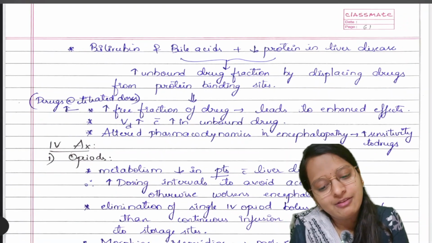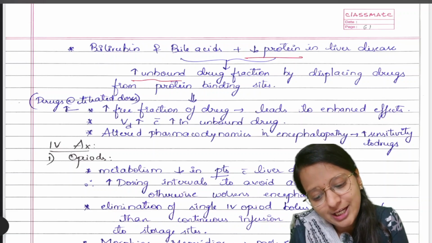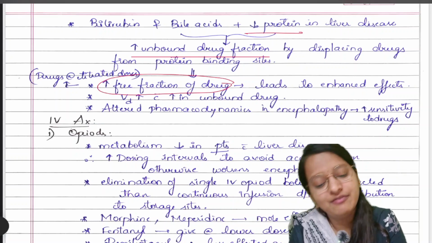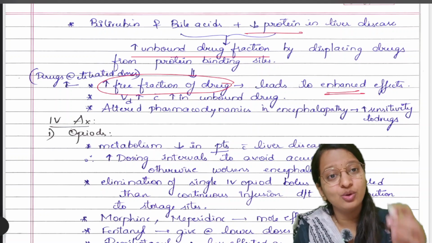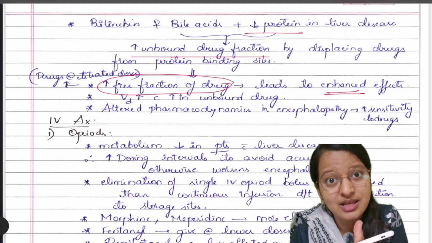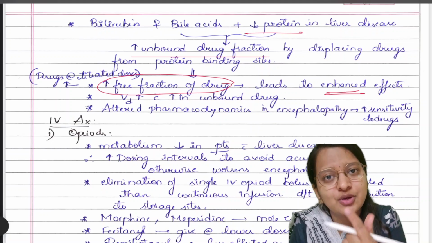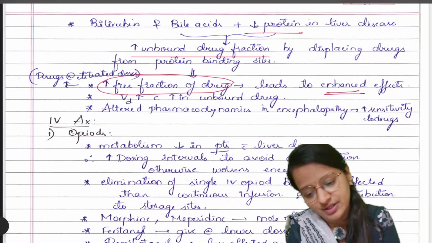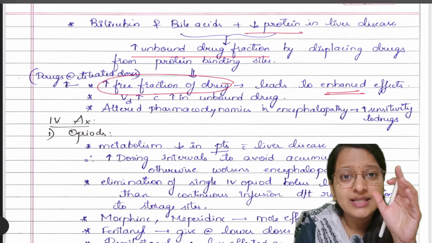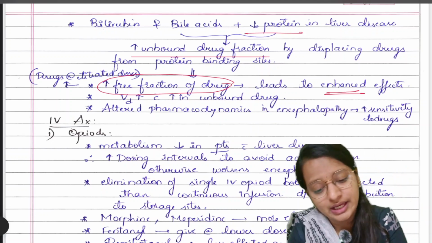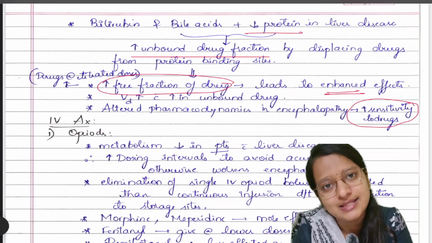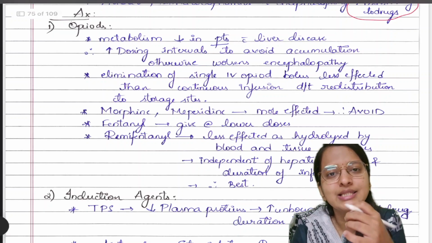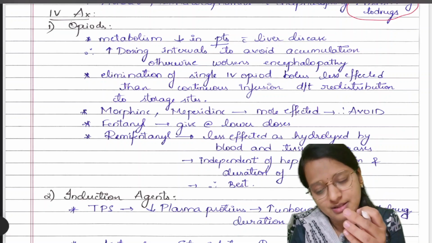So there will be decreased proteins in liver disease. So increased unbound drug fraction. So increased free fraction leading to enhanced effects. So there will be increased free fraction of the drugs and also volume of distribution is increased. Both are increased: free fraction of the drug and volume of distribution. But sensitivity to the drugs is also increased, especially in patients with encephalopathy. So this is on a gross pharmacokinetics and pharmacodynamics of drugs in liver disease.